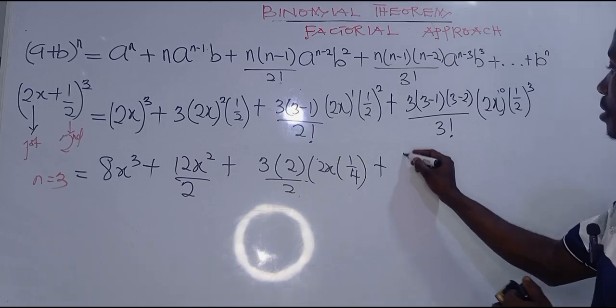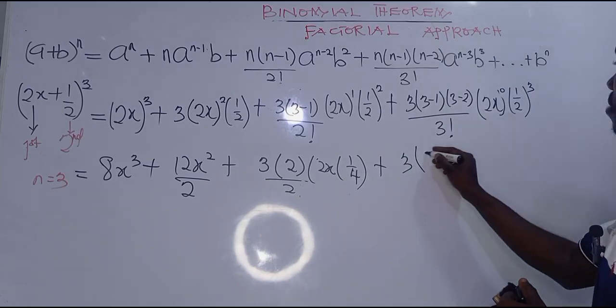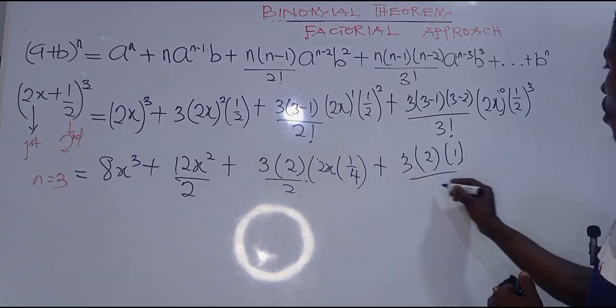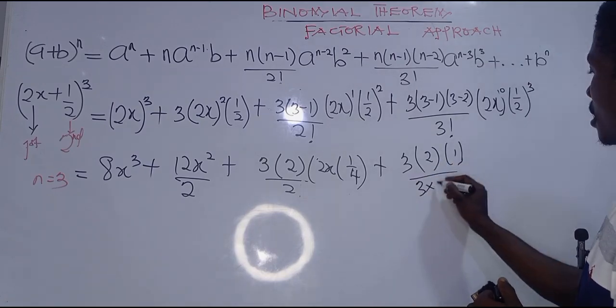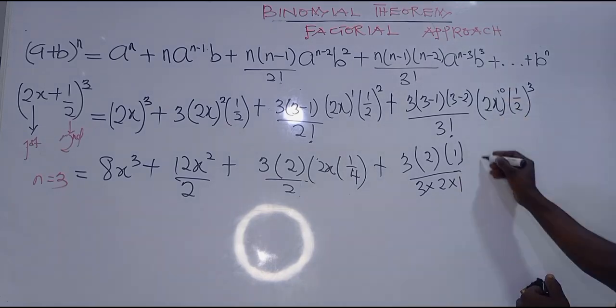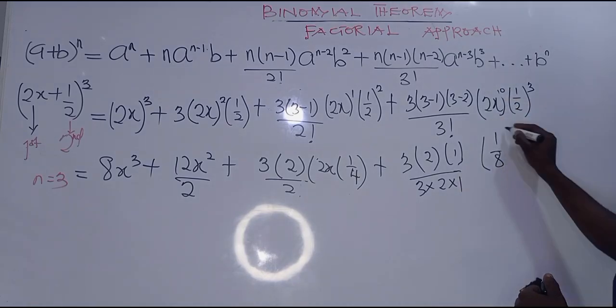Then we have this very part 3. 3 minus 1 will give us 2. 3 minus 2 give us 1. All over what? 3 factorial means 3 times 2 times 1. And then this will give us 1. This will give us what? 1 over 8.